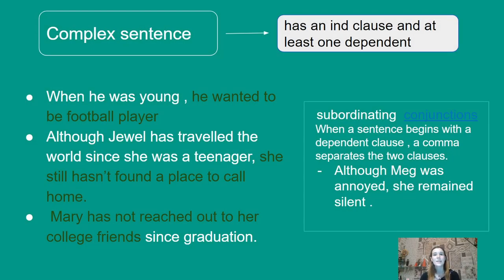Complex sentence has an independent clause and at least one dependent clause. When he was young, he wanted to be a football player. Although Jewel has traveled the world since she was a teenager, she still hasn't found a place to call home. Mary hasn't reached out to her college friends since graduation. Subordinating conjunctions: when a sentence begins with a dependent clause, a comma separates the 2 clauses. Although Meg was annoyed, comma, she remained silent.